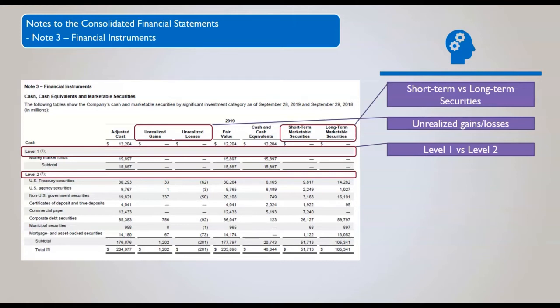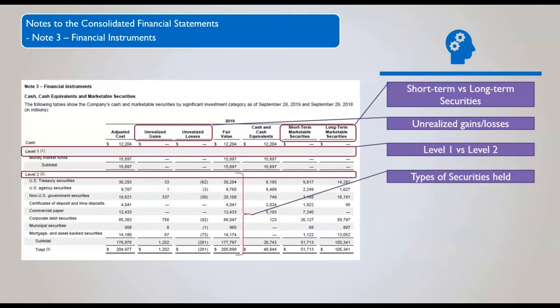In contrast, level 2, these are inputs other than those quoted prices included within level 1 that are observable for the asset or liability, either directly or indirectly. In simple terms, these are not quoted prices like we've seen in level 1.